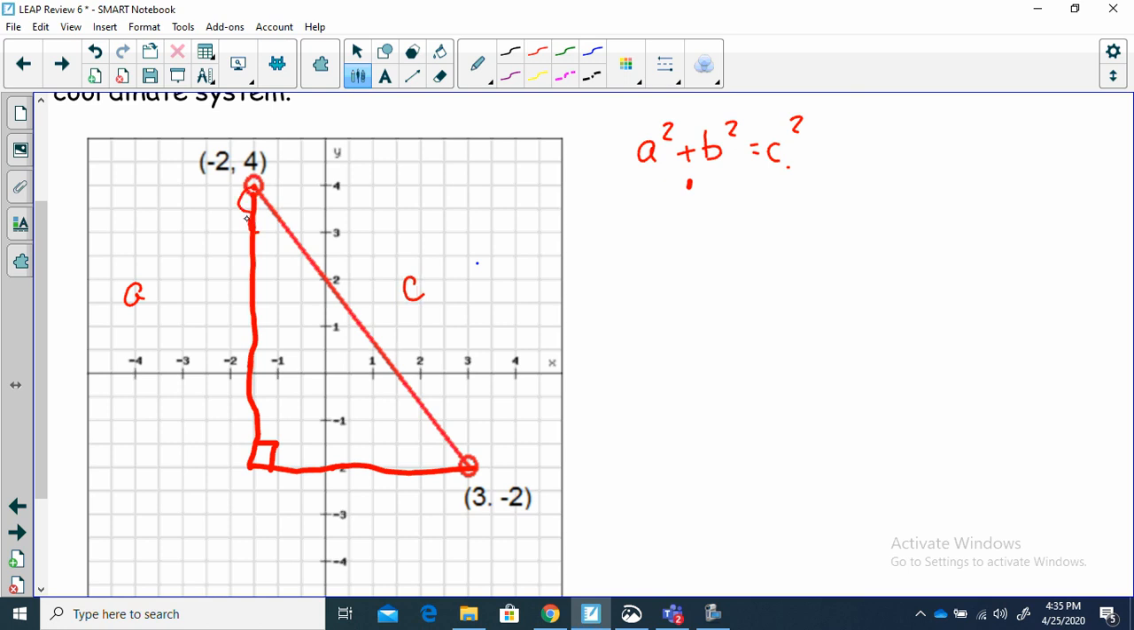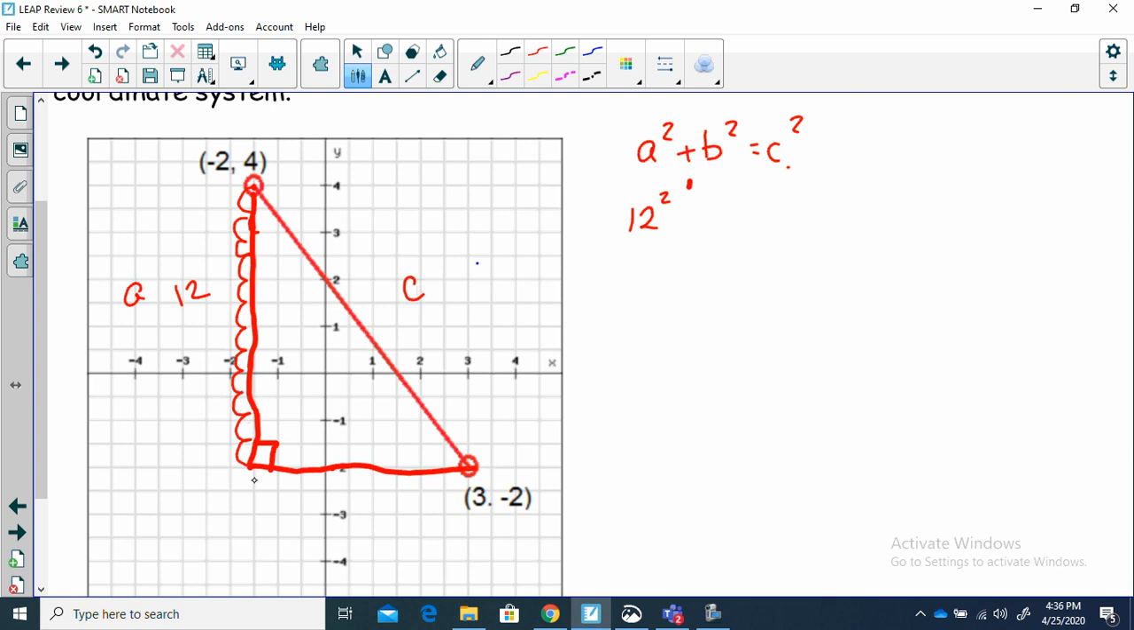1, 2, 3, 4, 5, 6, 7, 8, 9, 10, 11, 12. Okay. So this side is 12 units long. I'm going to substitute 12 in place of A.